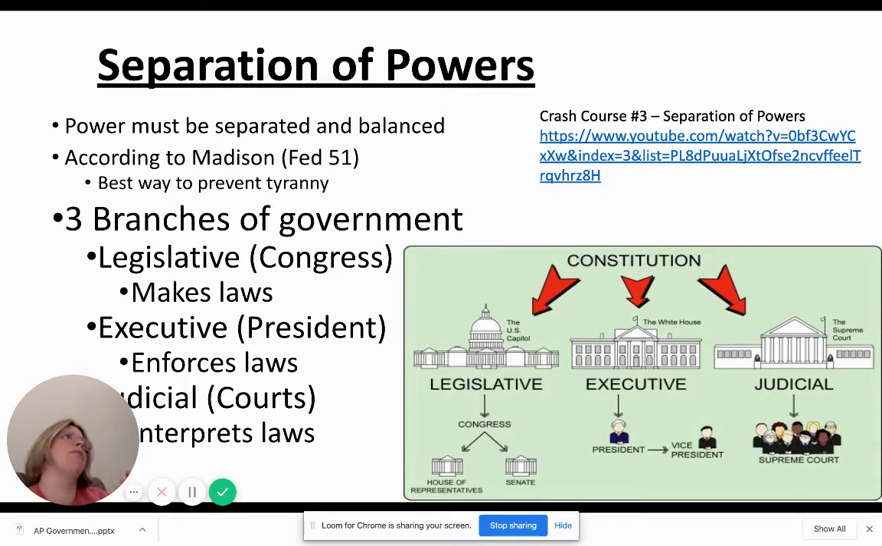I always like to tell the students, it's like a baton that's passed. The Congress writes the law, they pass it off to the president, he enforces it, makes sure people actually follow it. And then if people want to challenge it, or if they don't think the president's enforcing it properly, or if the law might be unconstitutional, then the court can take a look and rule on that. So Crash Course on there if you want to check that out.